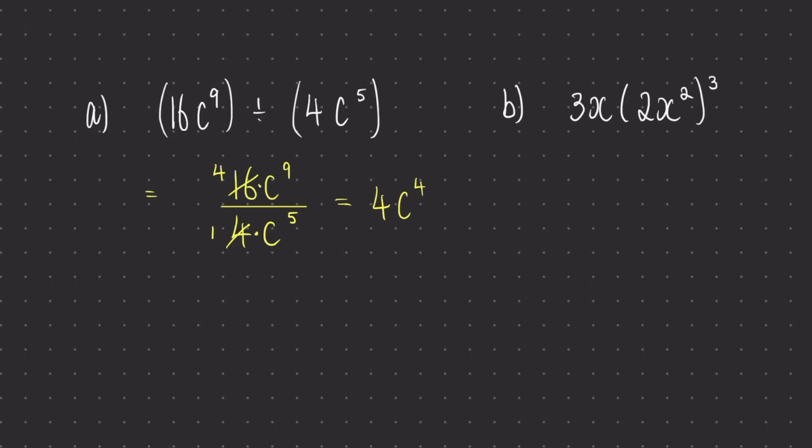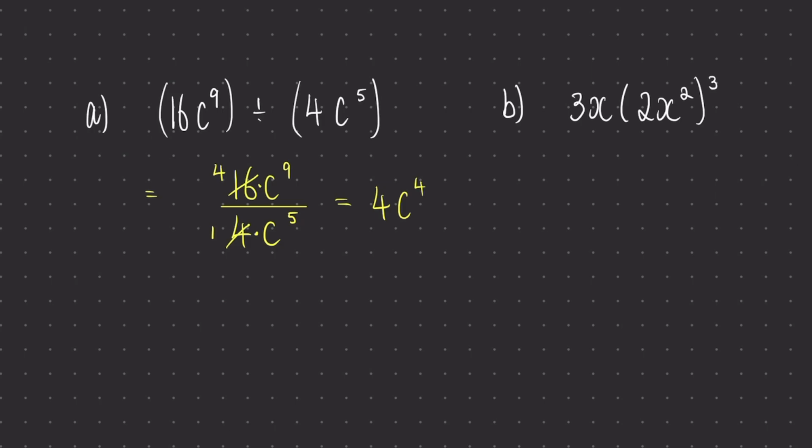Let's move on to the second question then. There's going to be a hidden multiplication sign here between the 3x and the bracket, and we know using BIDMAS or BODMAS that we're going to need to do the bracket first, then the index. So there's nothing we can simplify inside the bracket, so we move to look at the index. We can see that that is the bracket to the power of 3.